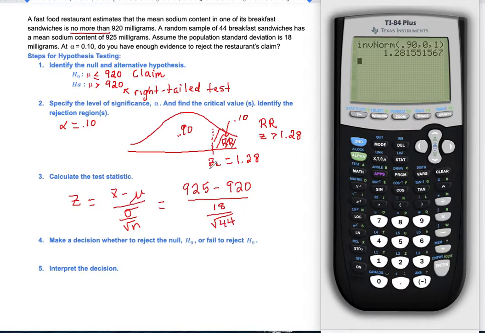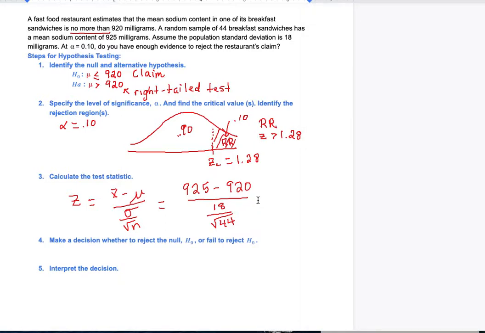We can do this calculation in the calculator. So we'll do open parentheses, 925 minus 920, close parentheses, divided by, open parentheses, 18 divided by the square root of 44, close parentheses, hit enter, and we see that our test statistic is 1.84.